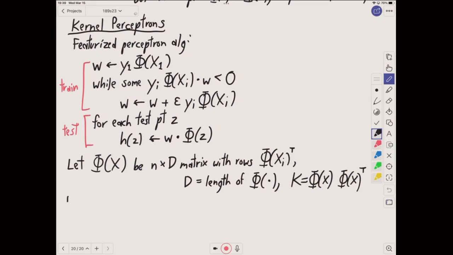All right, so when we dualize, we're going to have a weight vector that is a linear combination of the lifted points. This just says that the weight vector is going to be a linear combination of the lifted sample points.